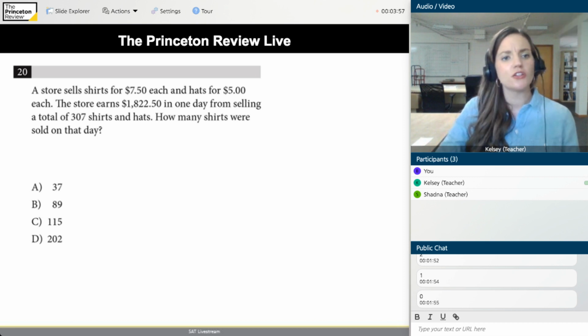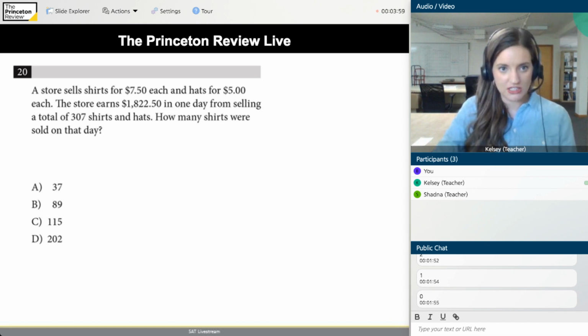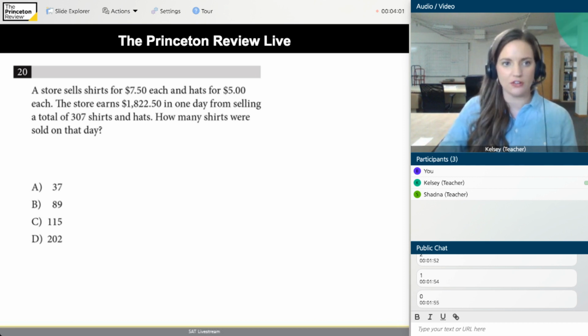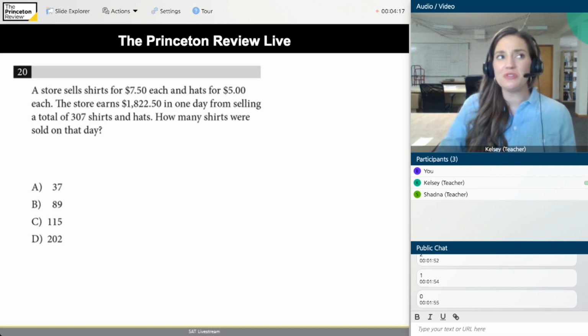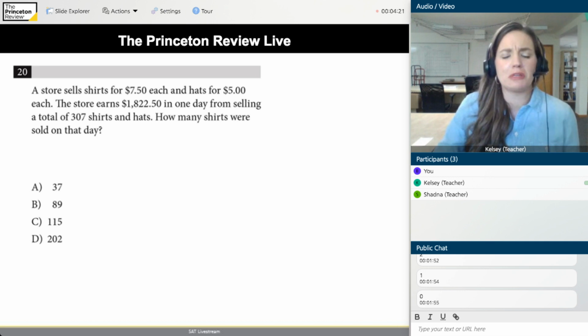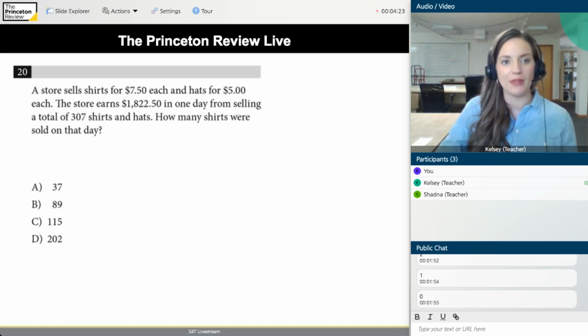It says, a store sells shirts for $7.50 each and hats for $5 each. The store earns $1,822 in one day from selling a total of 307 shirts and hats. How many shirts were sold on that day? So, lots of information, lots of moving parts. You might feel like you need to start trying to scrawl out some sort of algebraic equation. That's kind of what you've been conditioned to do when you see a problem like this.